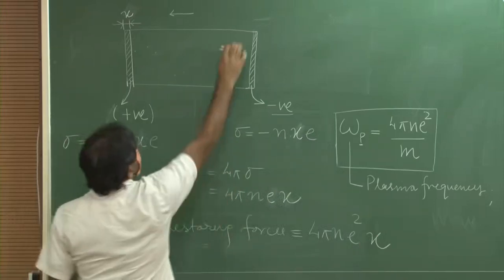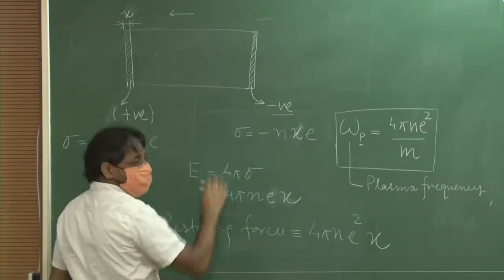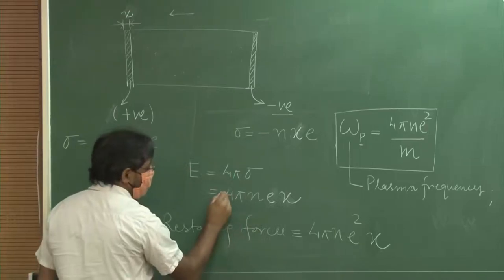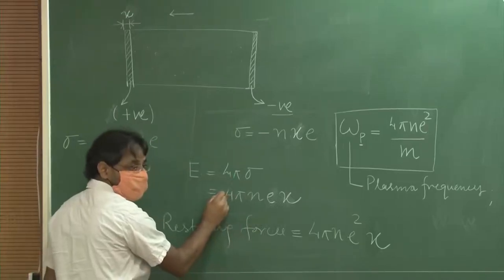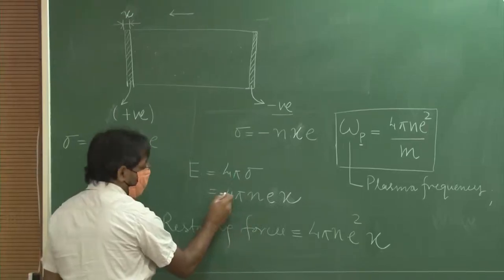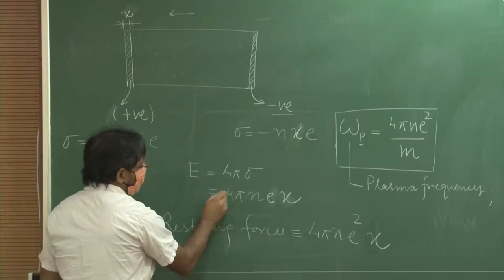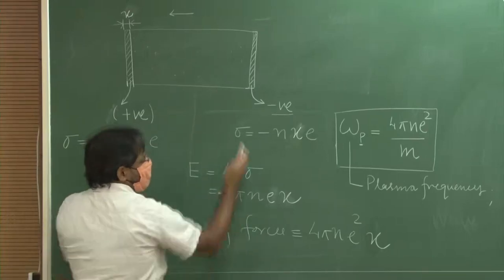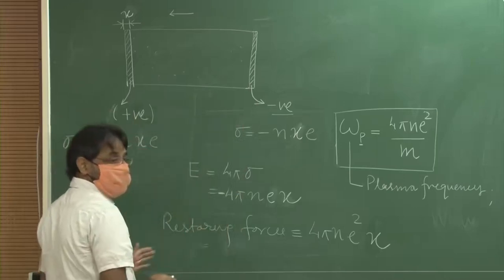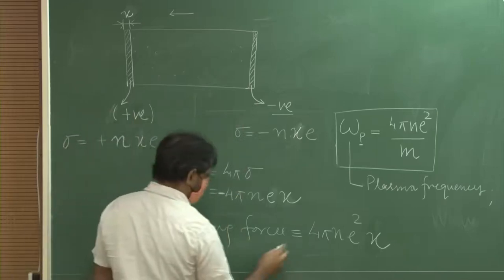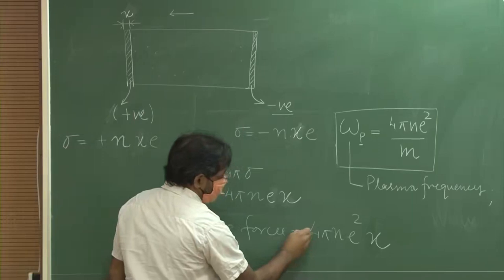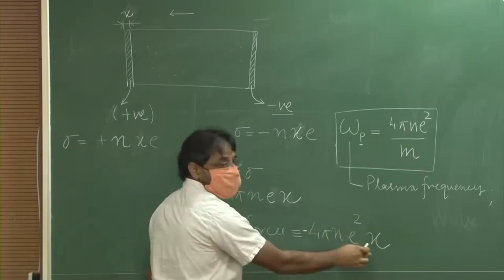And also the restoring force acts in a direction which is opposite to the displacement. So, I should put a negative sign over here. You agree with me? The restoring force is acting in such a way, that's why it's called restoring force, because it's trying to restore the original configuration. So, I have to put a negative sign. So, this is your restoring force. It is proportional to x.